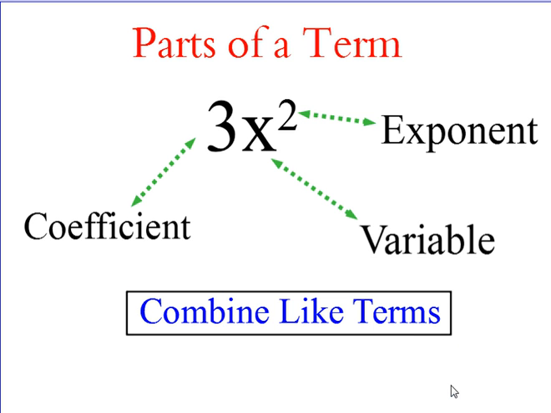Now, we want to combine like terms. We want to make sure that we're looking at the variable and the exponent so that we're able to know what goes together. We want to make sure that we understand that an x squared and an x to the first term are two different terms. They do not combine. So we've got to really make sure we're looking at the parts of a term and concentrating on the variable and the exponent to let us know what's alike.